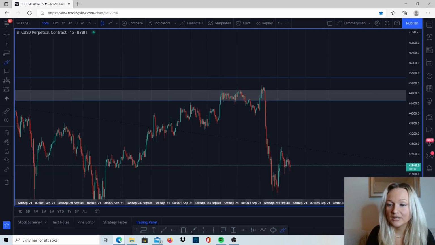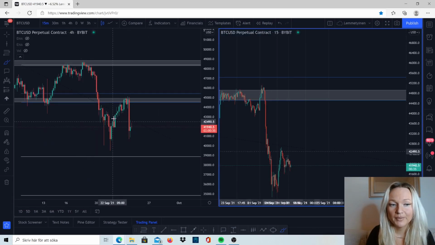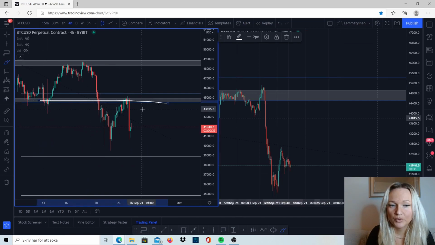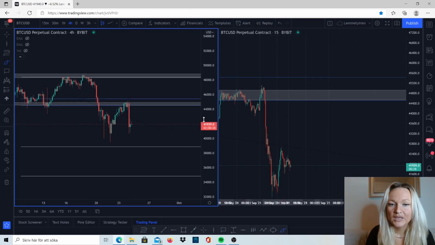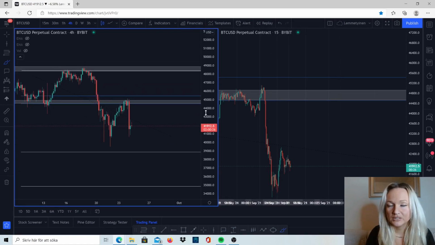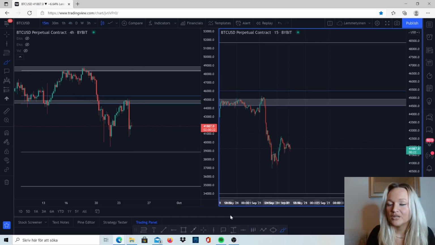I mean, you could see that we did come back up and retested the previous support, turning into resistance, and we were around the Fibonacci level. So even if news is coming out, we're still following market structure. So even if you're not looking at news, that's okay, because I didn't look at the news at all.